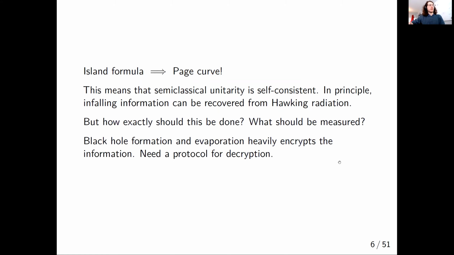But it's not immediately clear what form that information will take, and what measurements we should actually perform in order to access it. And the problem is that the whole formation and evaporation process really scrambles and encrypts the information, and we need a protocol for decrypting it.